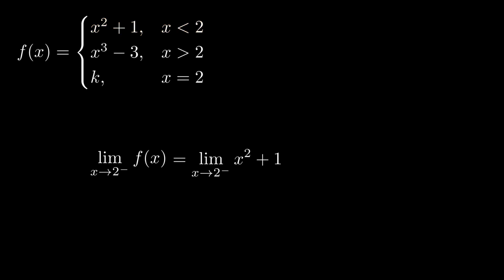Well, that's just a polynomial. And when you compute the limit of a polynomial as x approaches any number, you just simply plug that number into the polynomial. And so here we plug 2 into the polynomial x squared plus 1, and we arrive at 2 squared plus 1, which is equal to 5.